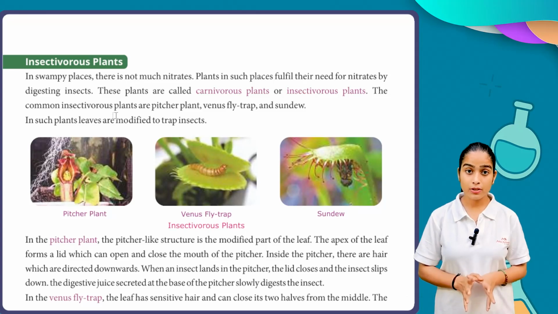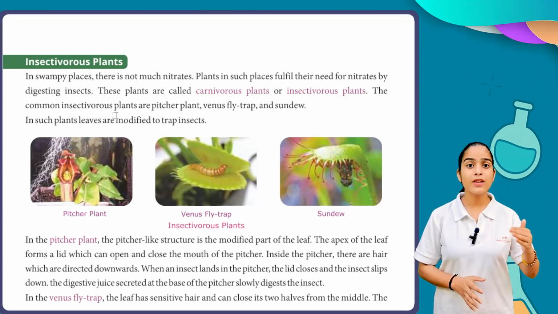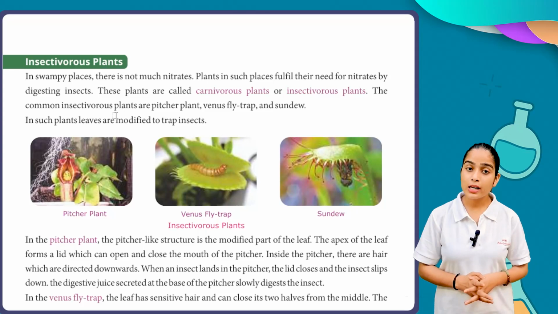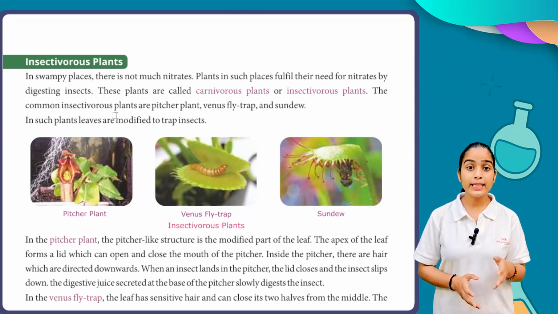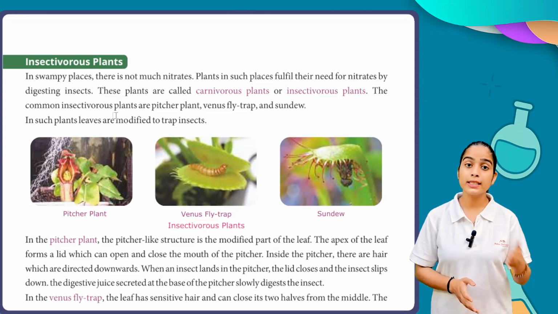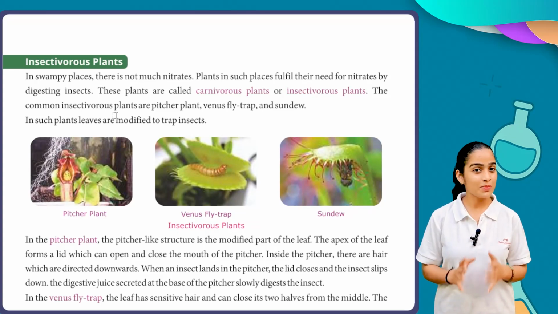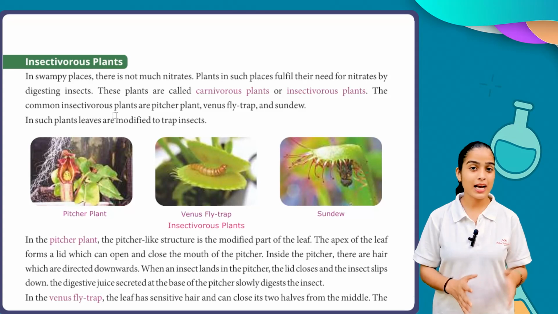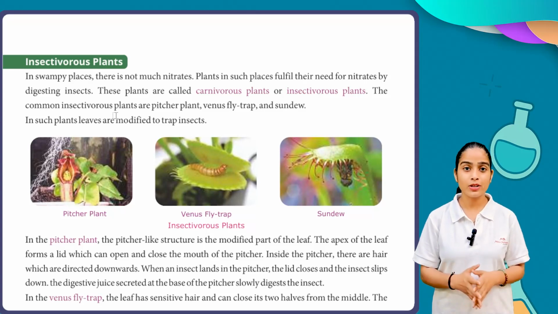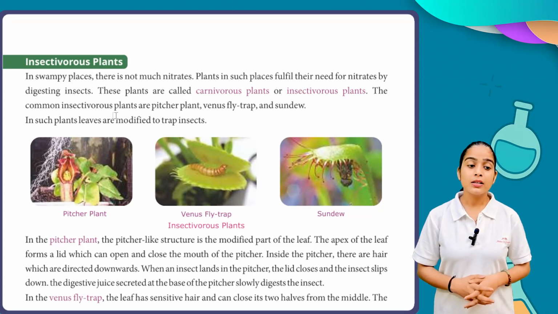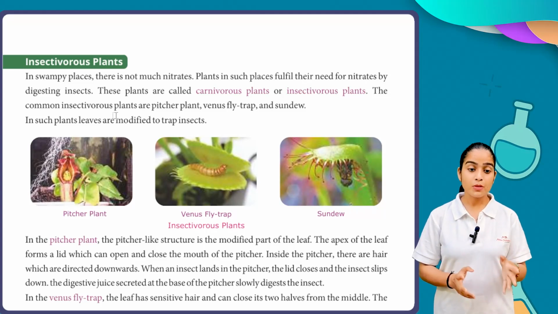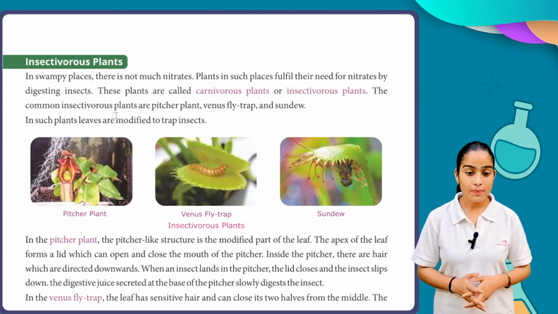As we already know, carnivorous means flesh-eating animals basically. So carnivorous plants are those plants which eat insects. That is why we also call them insectivorous plants. Basically, these are the non-vegetarian plants. That is why they are referred to as carnivorous plants or insectivorous plants. They eat insects. The common insectivorous plants are pitcher plant, Venus flytrap, and sundew. So these are the common examples we have for the insectivorous plants.